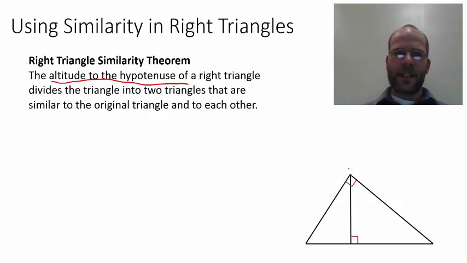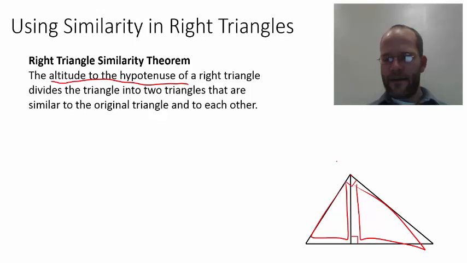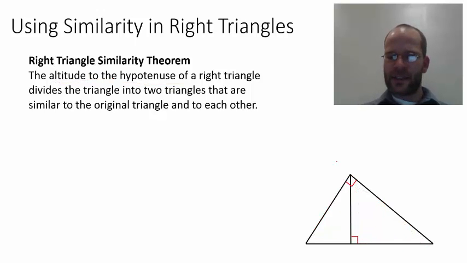So the altitude to the hypotenuse of a right triangle divides the triangle into two triangles. When we draw in this altitude, you can see there are now two additional triangles. So we have, in a sense, a total of three triangles. There's the original triangle, and then there are two new triangles when you draw in that altitude.